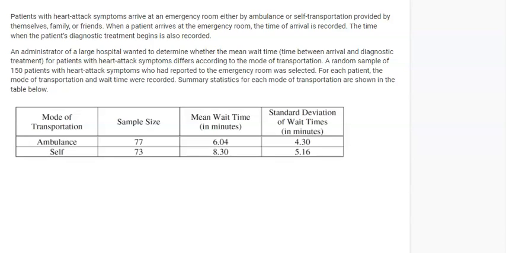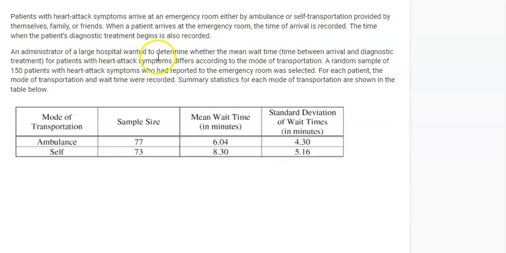All right, so we are going to use this problem to give an example of how to do a confidence interval for the difference in two means. We'll also use the same problem for a t-test for the difference. So first, the problem says, patients with heart attack symptoms arrive in emergency rooms either by ambulance or self-transportation.